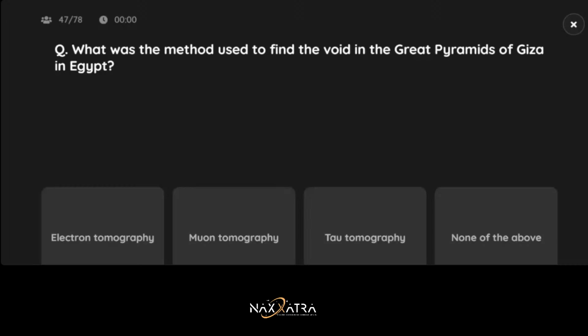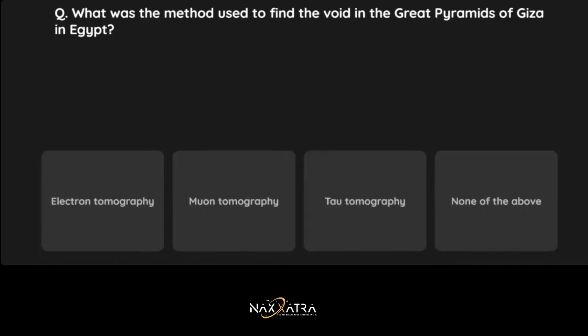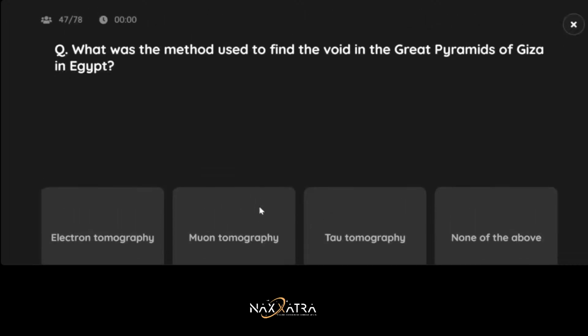When they streamed muons into the pyramids, the tomographic image showed that there is a void in the Great Pyramids of Giza. So that property of muon is used here. The answer is muon tomography.